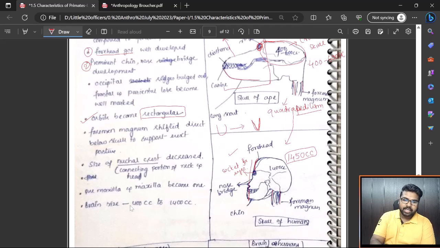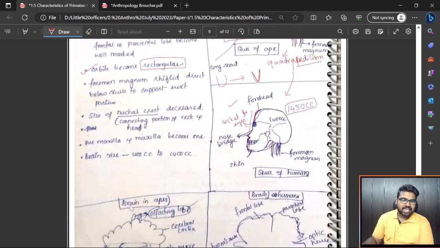Then one more thing we have discussed is the sagittal crest. I did not mention it here, but in the earlier classes I have mentioned the sagittal crest. What is the meaning of sagittal crest? Earlier, in animals with bigger jaws, where there is prognathism. What is the meaning of prognathism?